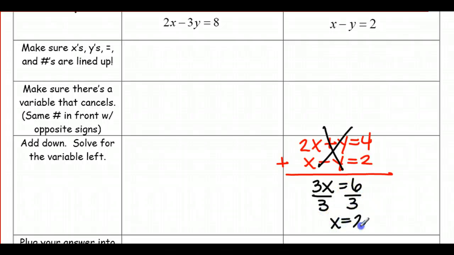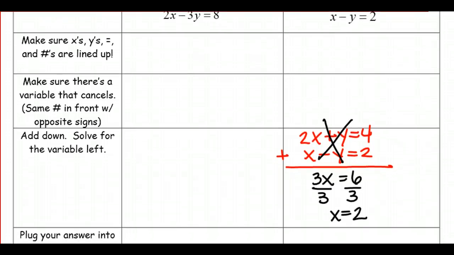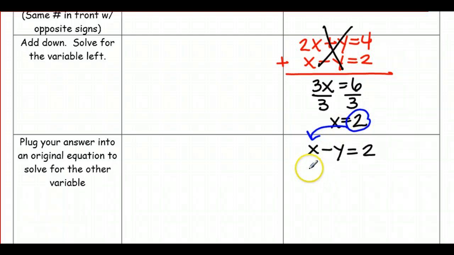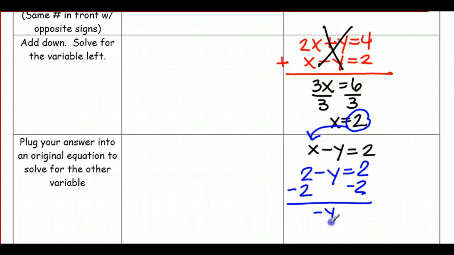All right, now that we know what x is, we have to find y. So I'm going to take one of the first equations, in this case x minus y equals 2, and I'm going to go ahead and take 2 and plug it in where x is. So now we have 2 minus y equals 2. Subtract 2 from both sides, and we get negative y equals 0. We can divide both sides by negative 1, and we would also get y equals 0.